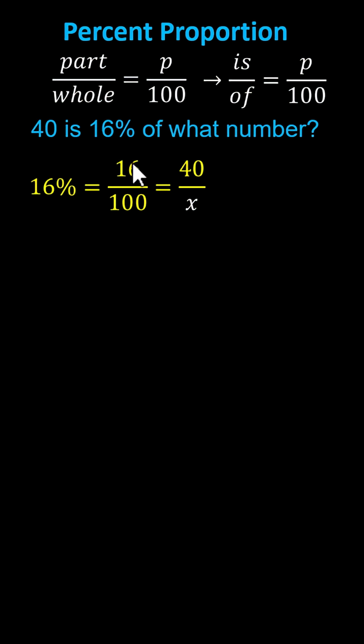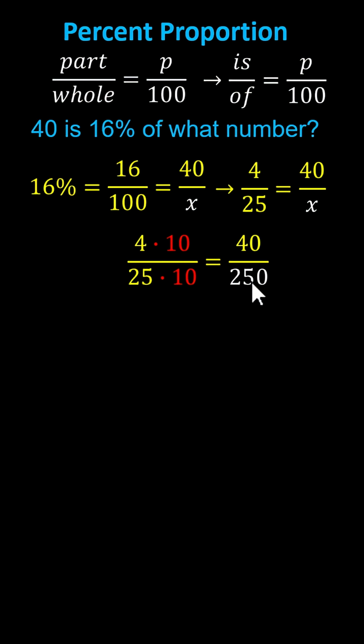Again, we will simplify the ratio of 16 to 100 by dividing 16 and 100 by 4, giving us a ratio of 4 to 25 equals a ratio of 40 to x. Looking at the numerators, because 4 times 10 equals 40, to find x we multiply 25 by 10. 25 times 10 is 250. Because x equals 250, we know 40 is 16% of 250.